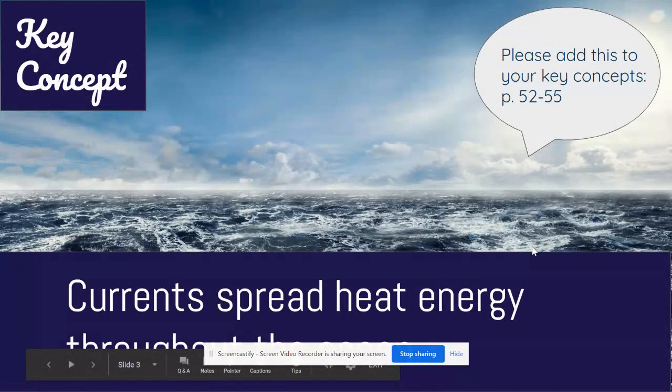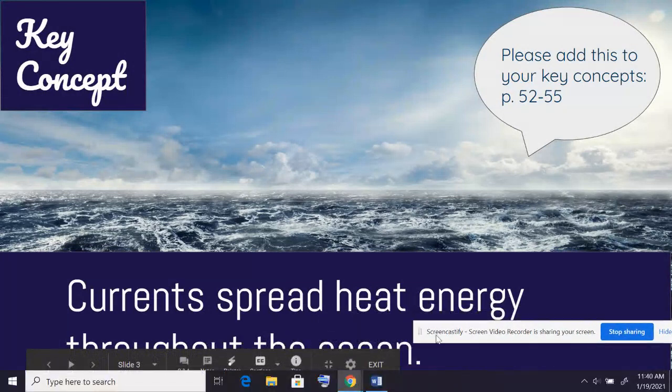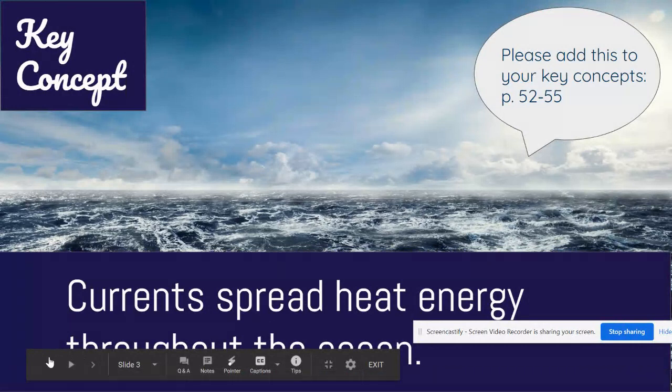So please add this to your key concepts. Your key concepts should be found on pages 52 through 55 for our current unit. Currents spread heat energy throughout the ocean. Please go ahead and pause this video if you need more time to add this key concept to your INB.